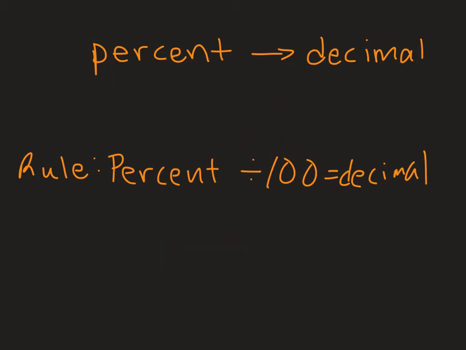So let's try one. Let's try 7%. What would that be as a decimal? So we're going to take 7. 7 is our number, right? It's 7%, so 7 out of 100. And then we're going to divide it by, what's our magic number? It's part of the rule, 100. Which means we're going to take that decimal that exists, but we don't see it. It's right there. We're going to move it how many times to the left?